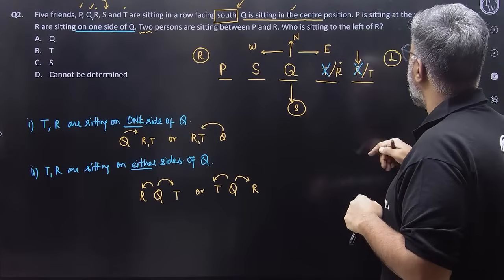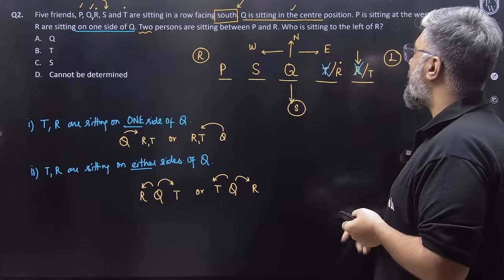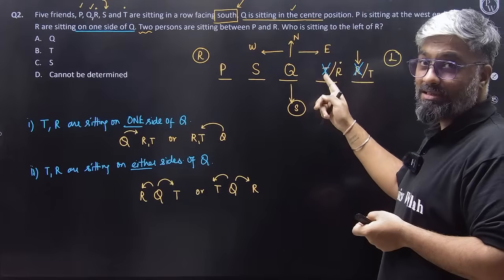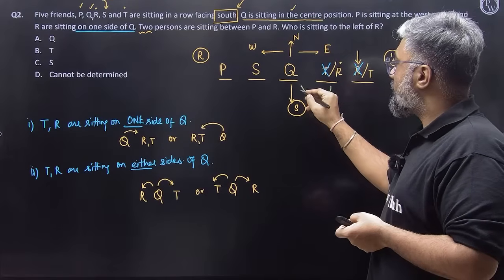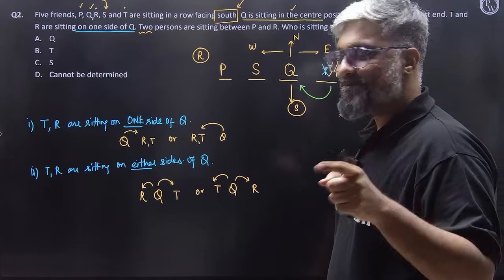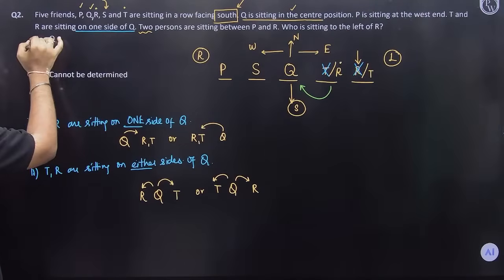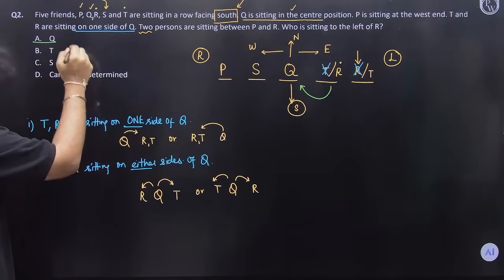Okay. What's the question asking? Who is sitting to the left of R? So R is here. Left of R is Q. Is that correct though? Option A, Q, is this correct? No, this would be a trap.